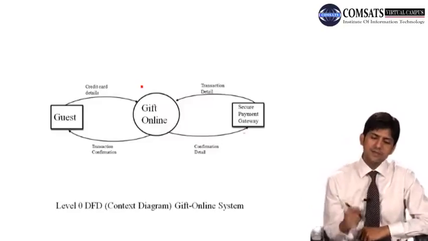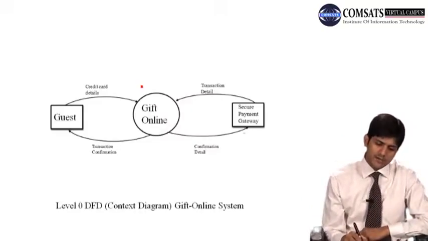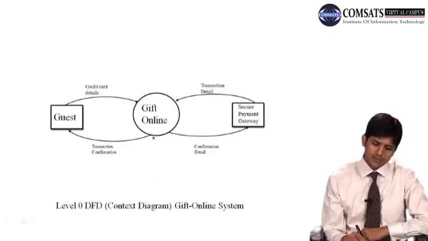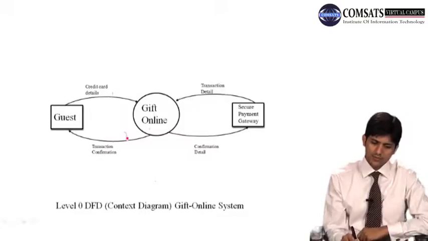तो हमारे कितने डाटा फ्लोज हैं? We have 4 data flows. सही है. So this is our gift online solution, which is our main process. We have these 4 data flows, 1 and 2 and 3 and 4.